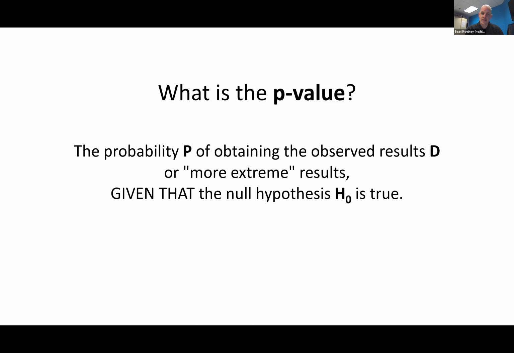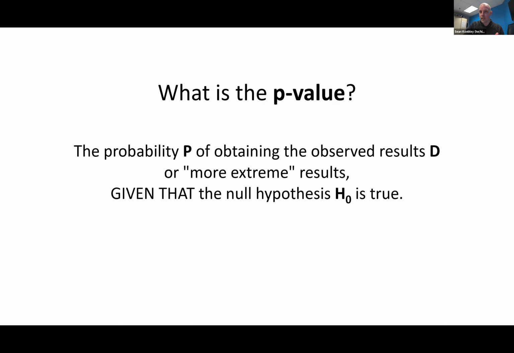Yeah. So it's a very specific definition. That's what I want to get across here: the p-value is the probability of obtaining an observed result or more extreme results, depending on how you conducted the test, given that the null hypothesis is true.